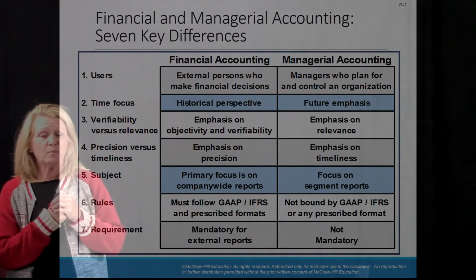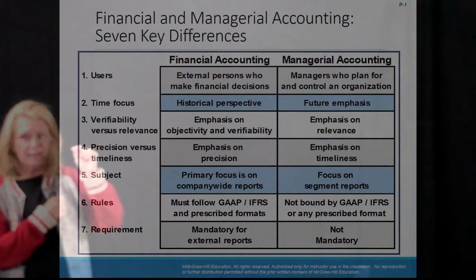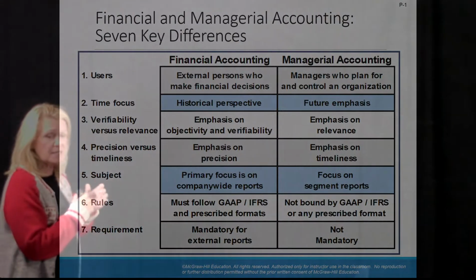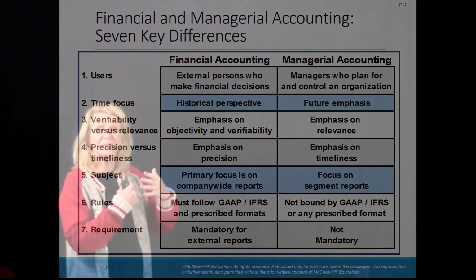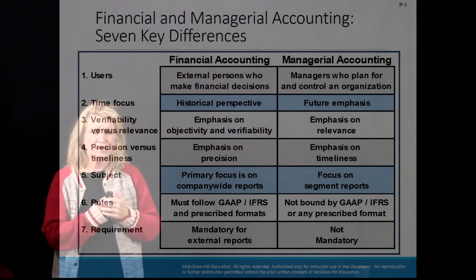Financial accounting is about precision. Everything has to be just perfect. Managerial accounting is about timeliness, the time frame in which it's going to happen.